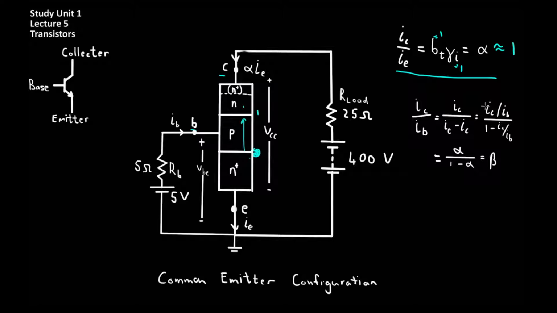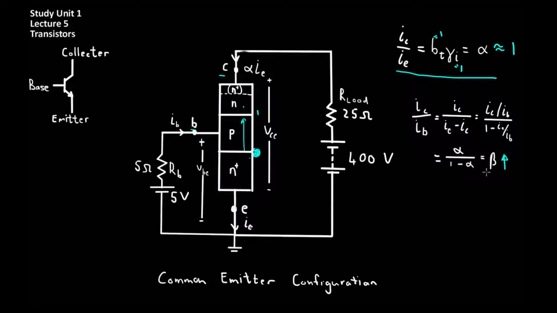These factors can then be rewritten in terms of the base current and refactored in terms of alpha, where you have alpha over 1 minus alpha equal to the current amplification factor. What can be seen from this equation is that if Bt and gamma I are approximately 1, then alpha will also be approximately equal to 1, which results in a very large beta.